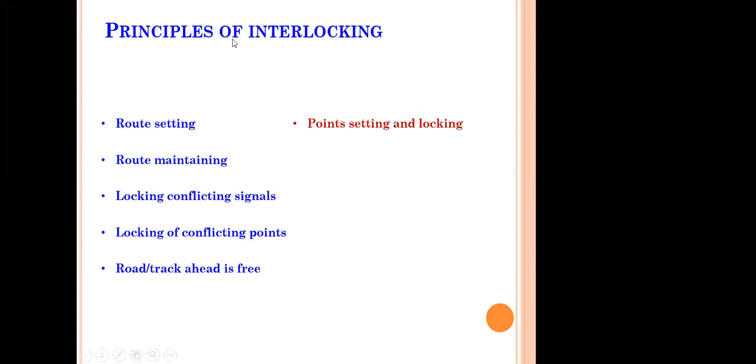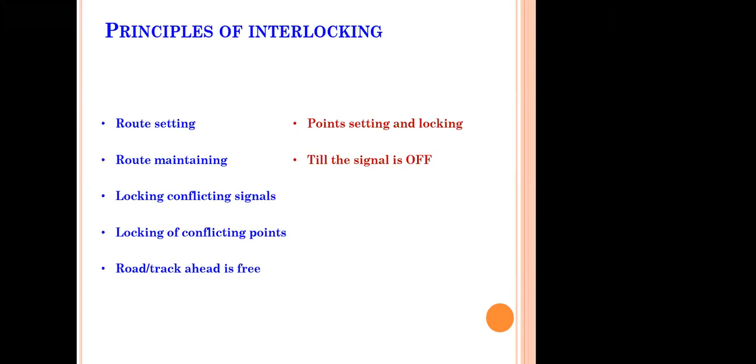The route setting is achieved by setting the points and locking them. It is not that only closing the door. I need to lock the door also. So the route setting is ensured by setting the points in the required position, either in the normal or in the reverse, and lock it. Route maintaining means till the signal is off.